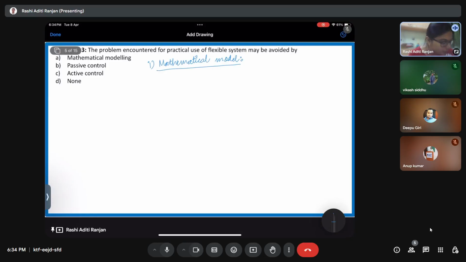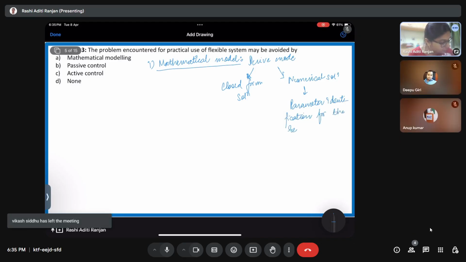I'll write it: derive model, then closed form solution, or numerical solution. From numerical solution, what we can do is parameter identification for the required response. Second, control.